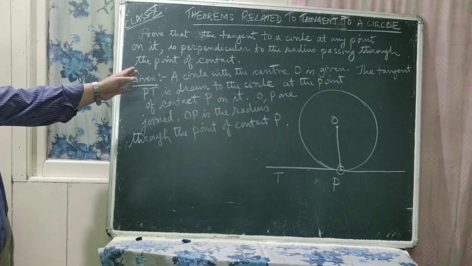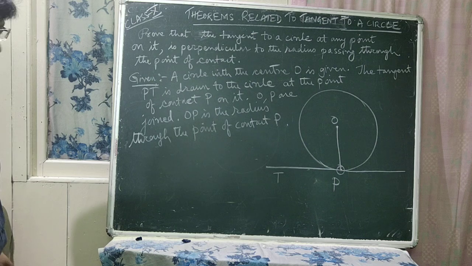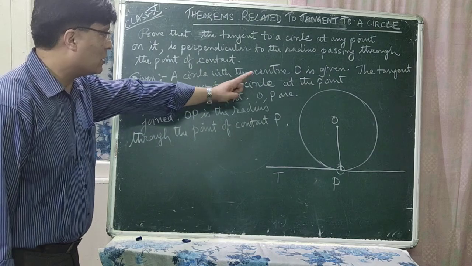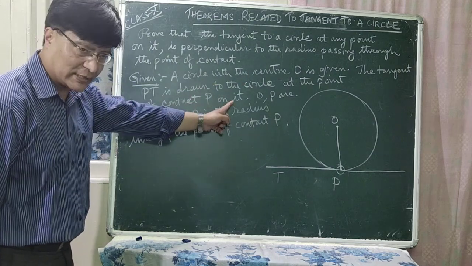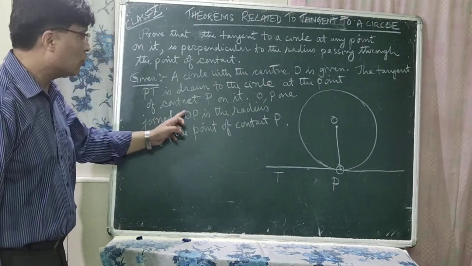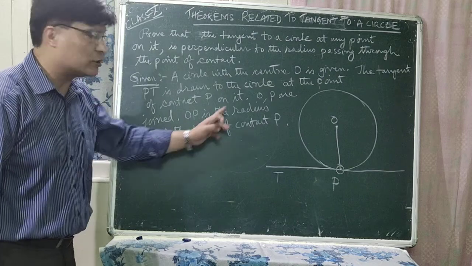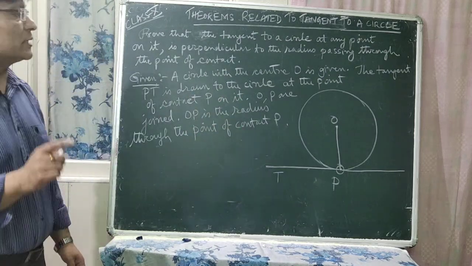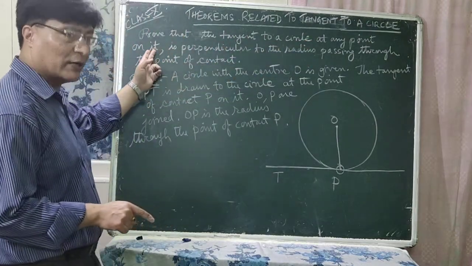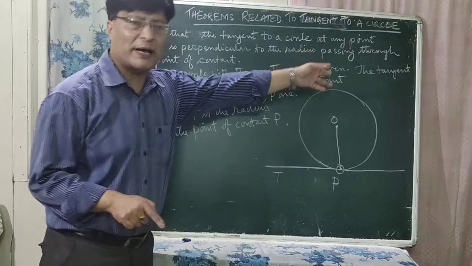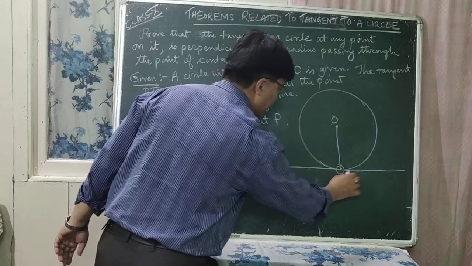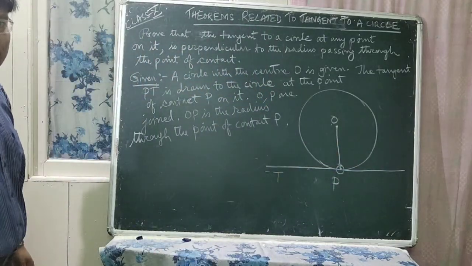So what is given here? A circle with the center O is given. The tangent PT is drawn to the circle at the point of contact P on it. Then O and P are joined here. So OP is the radius through the point of contact P. Now what is to be proved? You have to prove that the tangent to a circle at any point on it is perpendicular to the radius passing through the point of contact. That means you have to prove that OP is perpendicular to the tangent TP through the point of contact P.